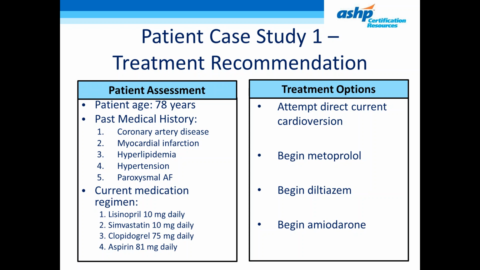That leaves us with the two remaining options, metoprolol and diltiazem. Both medications would be appropriate for rate control in atrial fibrillation. However, we see that this patient has a history of coronary artery disease and myocardial infarction. That is a compelling indication for the patient to be on a beta blocker, and therefore metoprolol would be the most appropriate option for this patient.